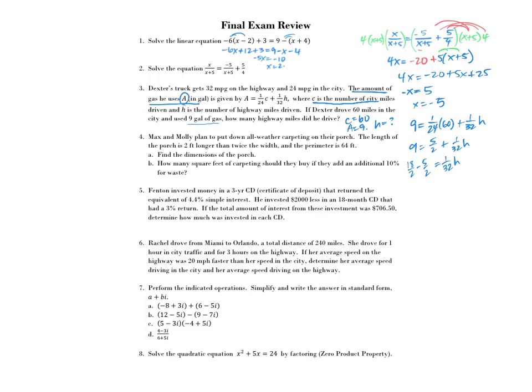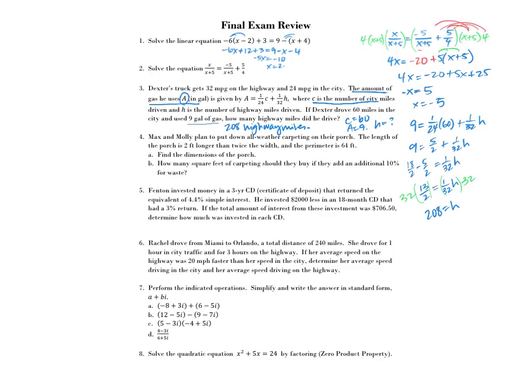So that gives me 13 halves. It's equal to 1 over 32H. And I can multiply both sides by 32. And that gives me 32 over 2 is 16 times 13 is 208. So that's the number of highway miles that he drove. So 208 highway miles.